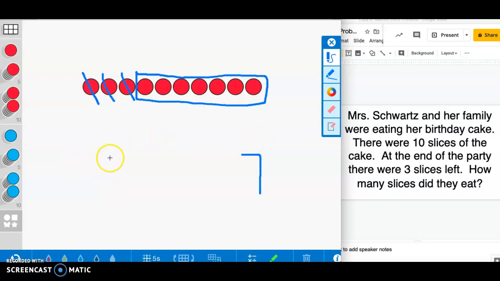Take our biggest number first, which is 10. Do our minus symbol. And then how many slices did we cross out? We crossed out 3.